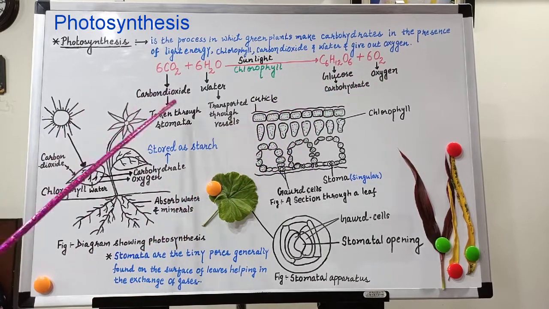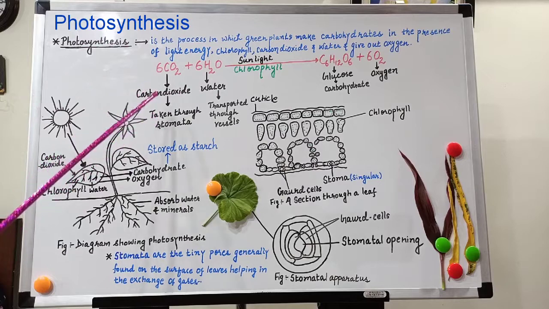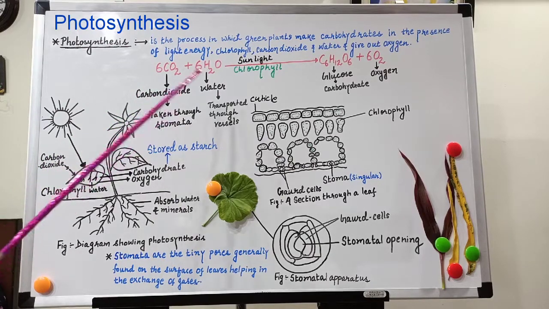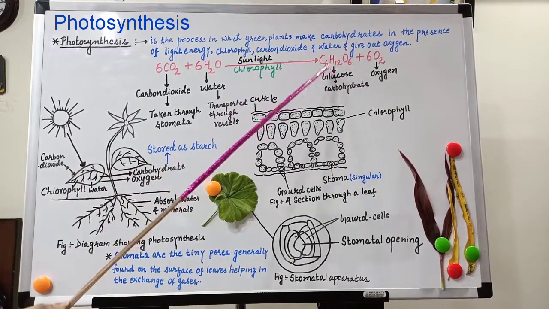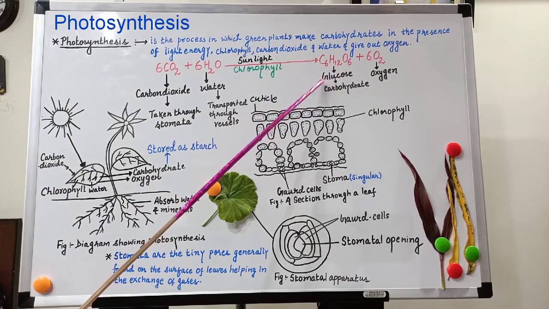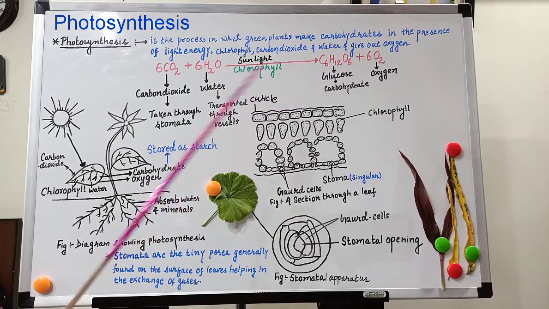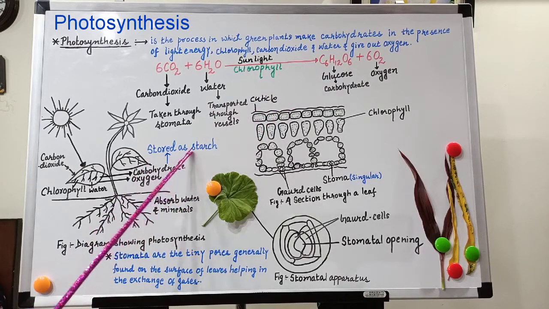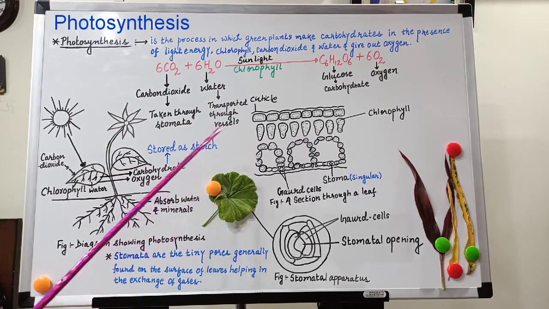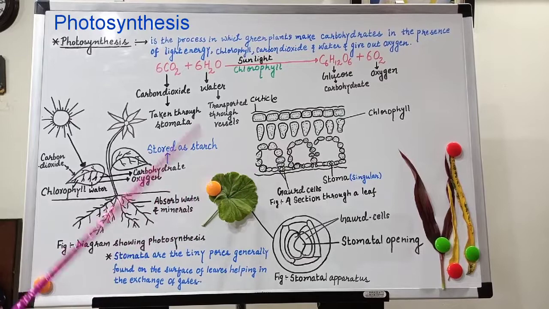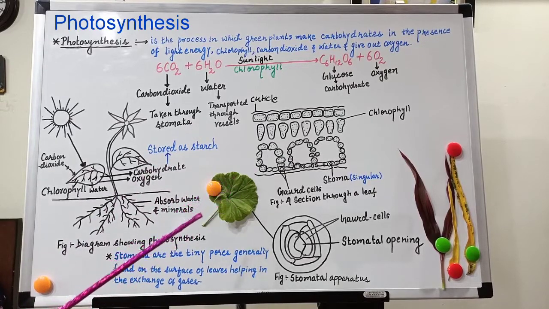So, this carbon dioxide is taken through stomata, water is transported through vessels, and it results in the formation of glucose. This glucose is stored in the form of starch. If you have to test for the occurrence of photosynthesis in green plants, you may go for the test of starch. Now, this is about the green parts of the leaves, or the green leaves.